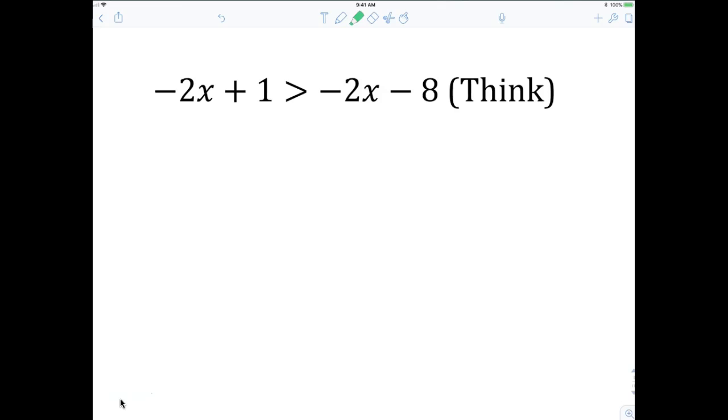Is 0x greater than negative 9? Yep, 0, but we wouldn't necessarily say 0x. I think it's easier if you just say 0 is greater than negative 9. Is that true? Oh wait, yes. So it's 0. This is definitely a true statement, which means it's always true.